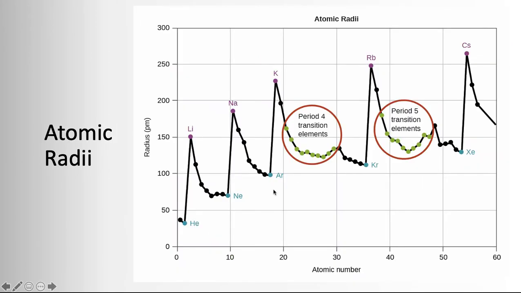Now, here's a depiction of the elements by groups, radius and the atomic number. As you can see, this is my group 7.